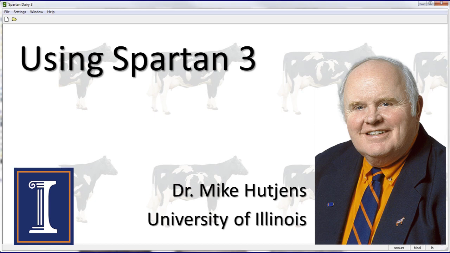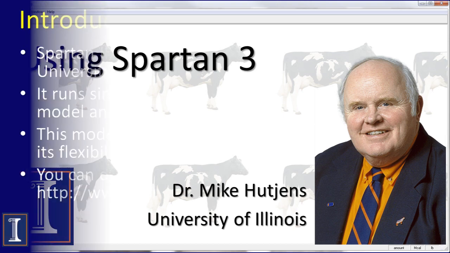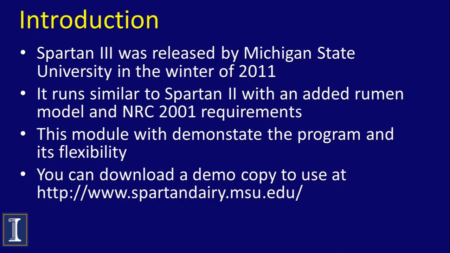Today's module will discuss using Spartan3. Spartan3 was released by Michigan State University in 2011. It runs very similar to Spartan2, so those of you that like that program, you'll like this one because it has the same format. Added to it are a rumen model and the NRC 2001 requirements. This module will demonstrate some of the programming flexibility and opportunities when building rations. You can download a demo copy at the address listed on the screen.